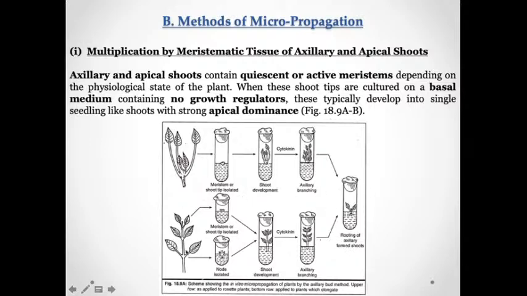On the other side, in the bottom row, you have a meristem or shoot tip isolated, or a node is isolated. Then the shoot is developed. After shoot development, we add cytokinin for axillary branching. Then after the axillary branching, you root the axillary-formed shoots. Then you can transfer the complete plantlet. So this is how you do it with the axillary bud method.